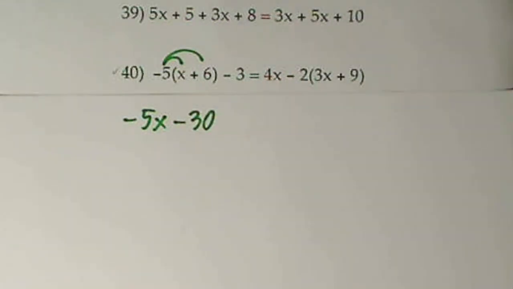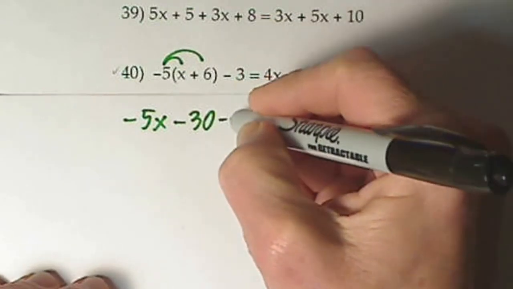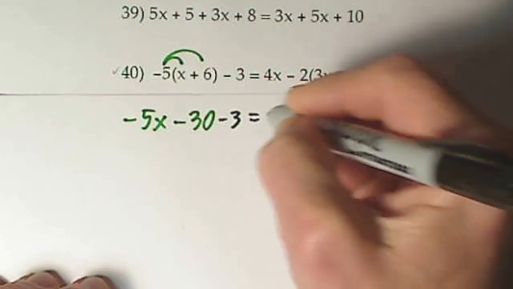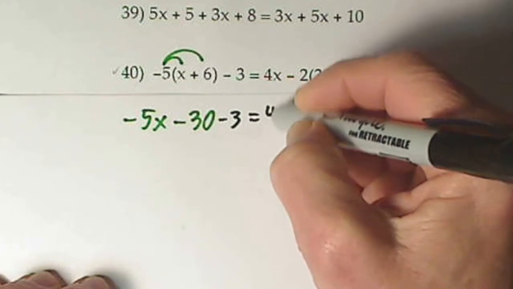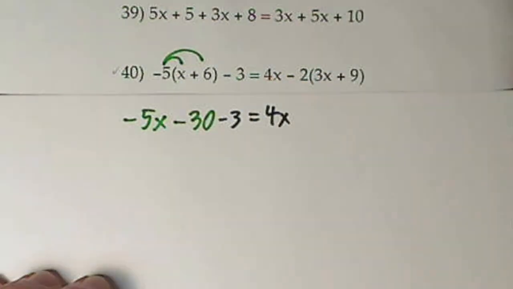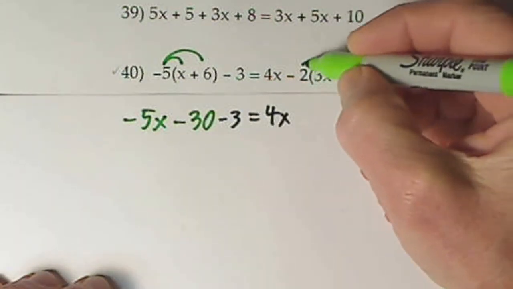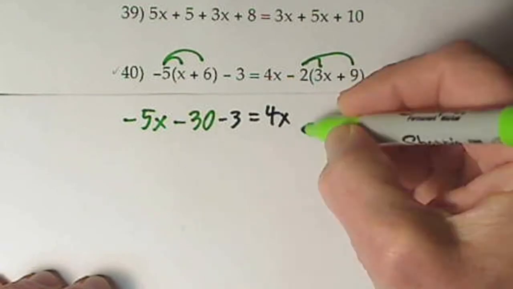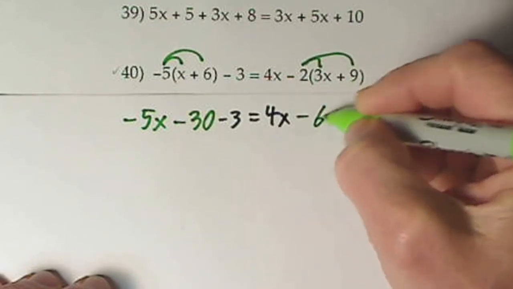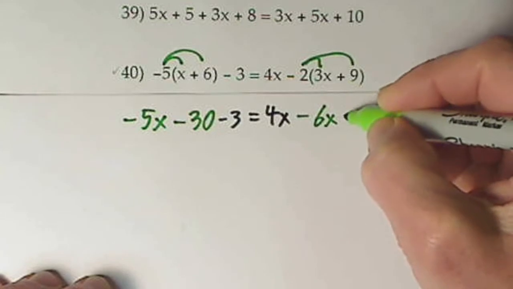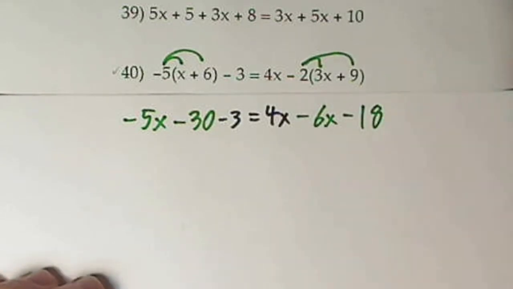Okay. Then you just bring down this negative 3, your equal sign, the 4x, and on this side you'll have negative 2 times each of those terms. So that will yield negative 6x and negative 18.